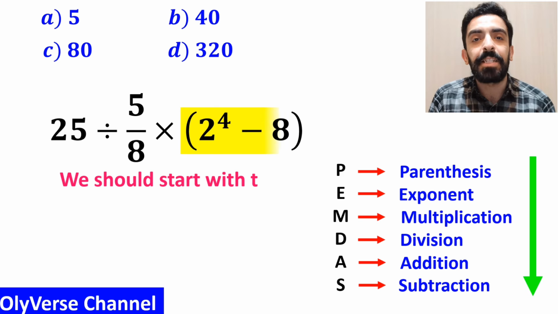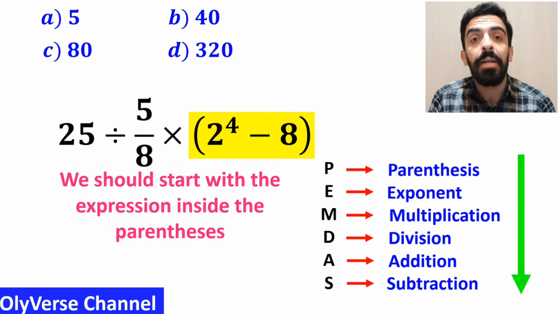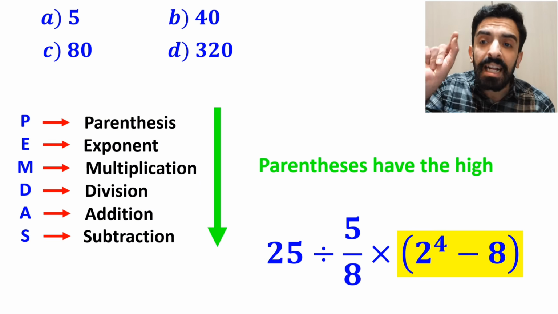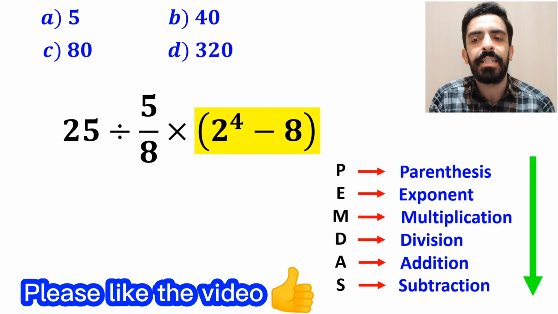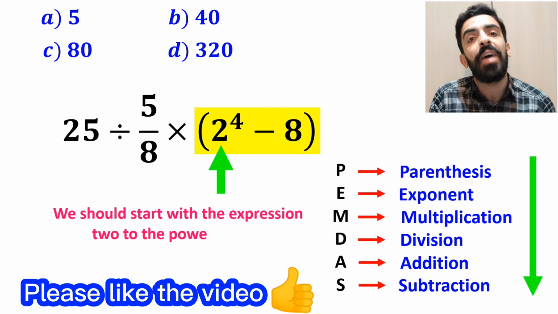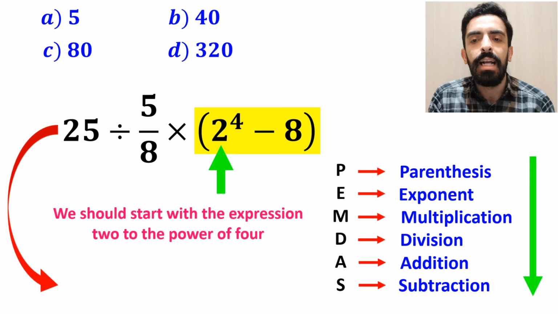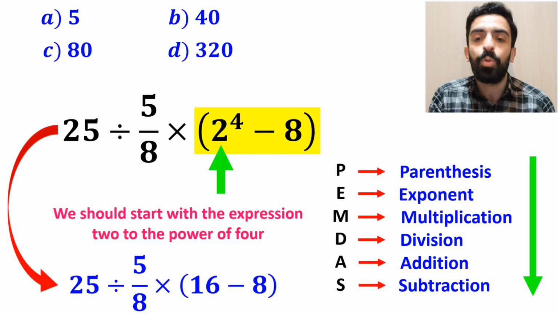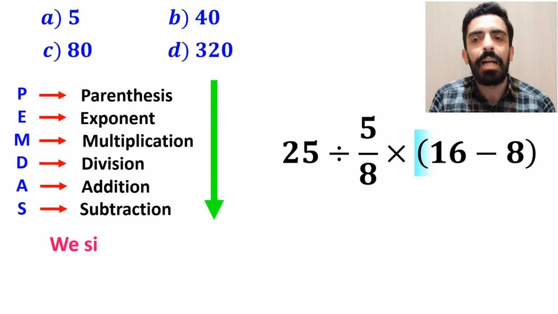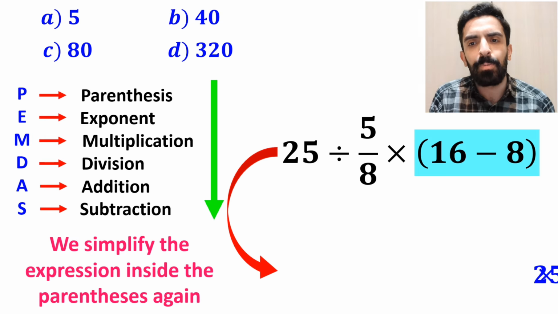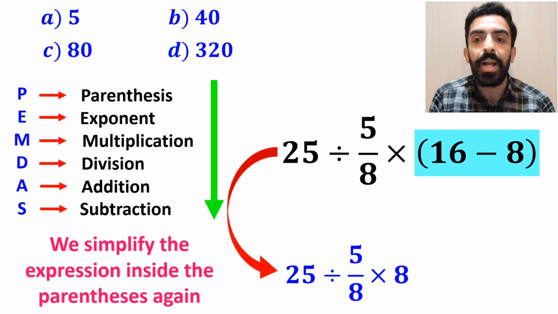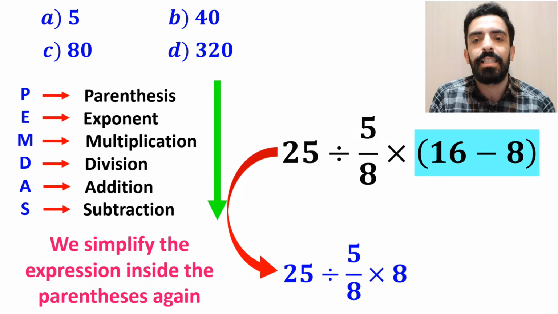So, we should start with the expression inside the parentheses first, because parentheses have the highest priority over the other operations. And inside the parentheses, we should start with the expression 2 to the power of 4. So, instead of this expression, we can write 25 divided by 5 over 8 times (16 minus 8) inside the parentheses. And the next step, we simplify the expression inside the parentheses again. And instead of this expression, we can write 25 divided by 5 over 8 times 8.